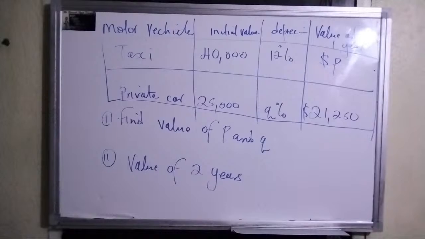Alright, so we have the motor vehicle, the type of motor vehicle, which is a taxi versus a private car. And we have the initial value, which is 40,000 and 25,000 for the private car. And he said it depreciates at 12% for the taxi.